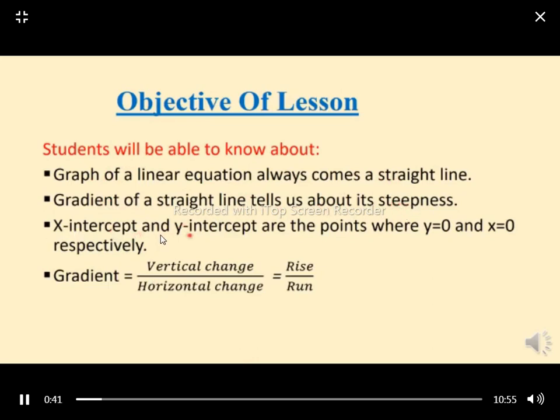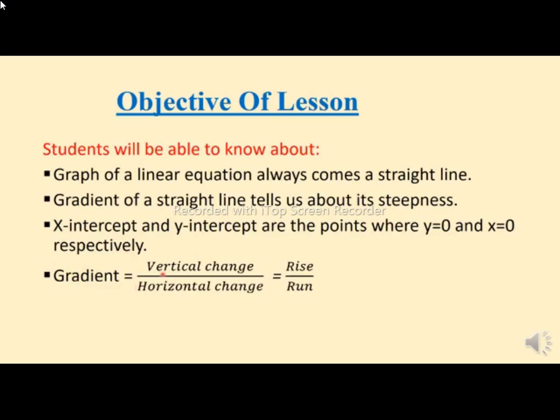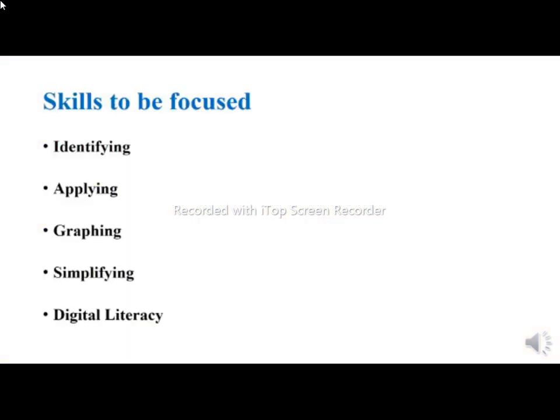X-intercept and Y-intercept are the points where y equal to 0 and x equal to 0 respectively. It means on the x-intercept y always becomes 0 and on the y-intercept x always becomes 0. The formula of the gradient is vertical change over horizontal change, which is equal to rise over run. Skills to be focused are identifying, applying, graphing, simplifying, and digital literacy.